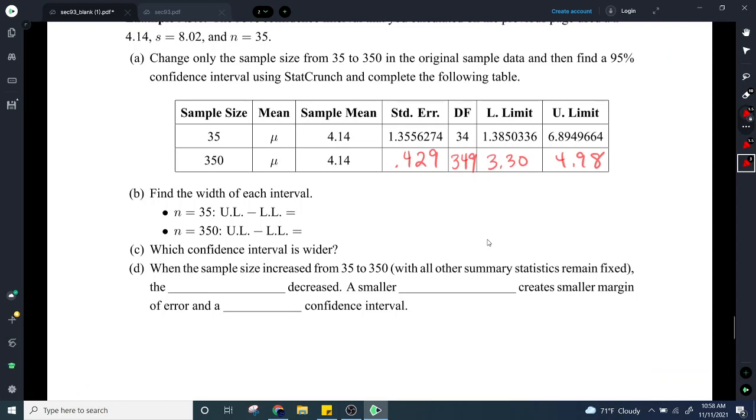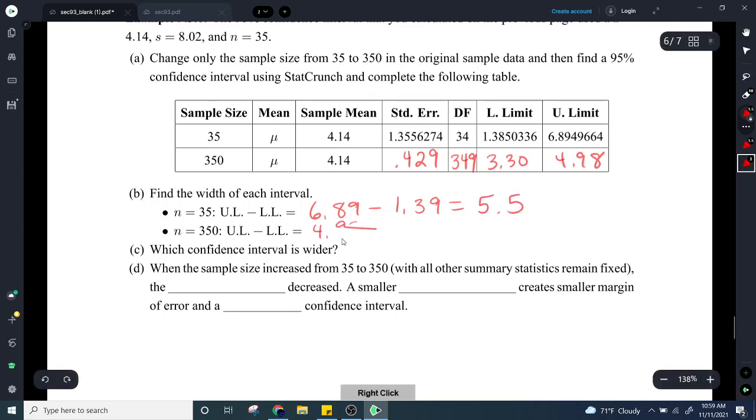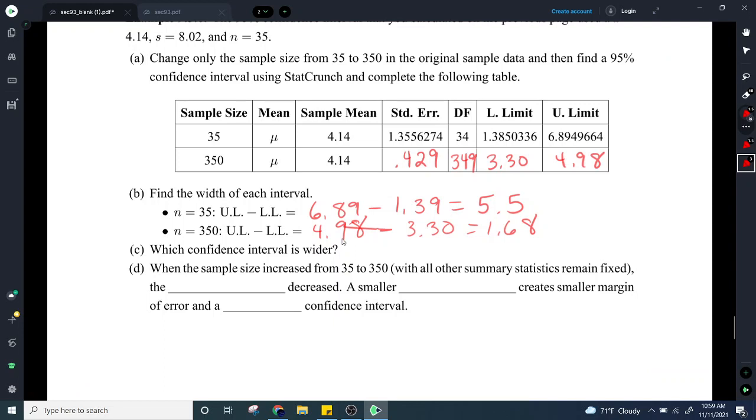So okay, let's write this down, what I'm doing. So you see what I'm doing? I'm doing 6.89 minus 1.39. So 6.89 minus 1.39 gave me a width of 5.5. And then for the other one, I'm going to do 4.98 minus 3.30. So let's see what that gives me. 4.98 minus 3.3 gives me a width of 1.68. Big difference. Which interval is wider? The n equals 35 interval.